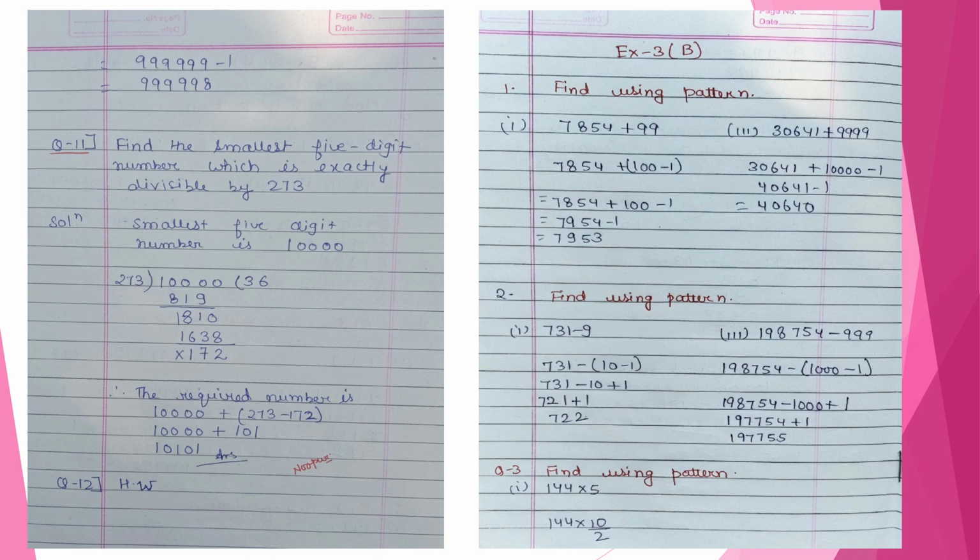Here we have to do the subtraction. We have to find out the difference. So 731 minus 9. Again, as we have done in the previous question, here also 9 will be replaced by 10 minus 1. So 731 minus, in bracket, 10 minus 1. When we open the bracket, the sign will be changed. So 731 minus 10 and then plus 1. So 731 minus 10 comes here as 721, plus 1, 722.